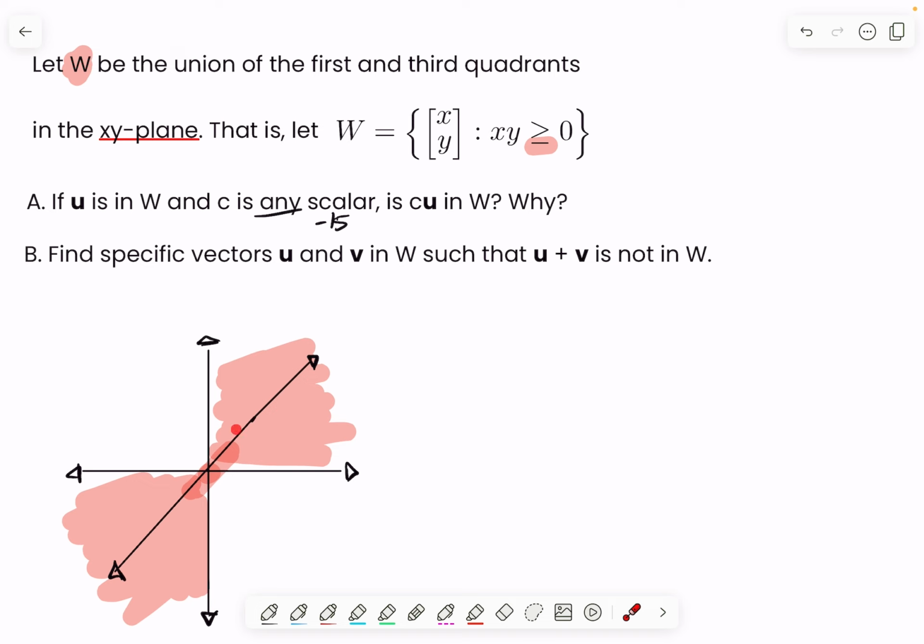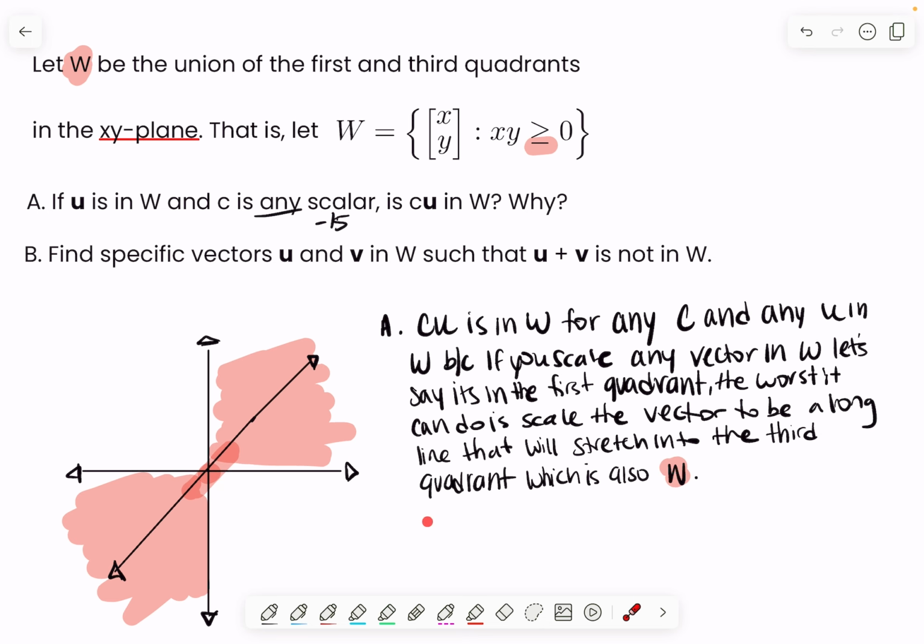And so the idea is if you have any vector in these quadrants, and you scale it by any number, by any scalar, the resulting vector is still going to be in W, in this pink area. So the worst that this scalar can do with any vector here is just scale it so that it reaches across. In other words, scale it to be a long line. Multiplying a vector that's in here or one that's in here by any scalar is not going to get you to over here or over here. So the idea is that yes, the resulting vector will always be in W. So here's what I just said.